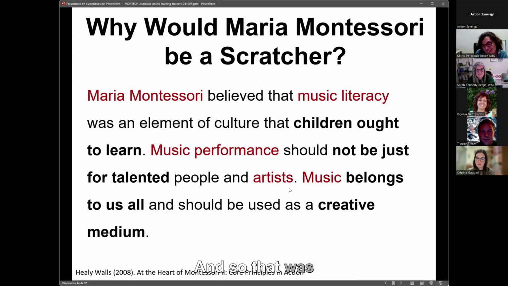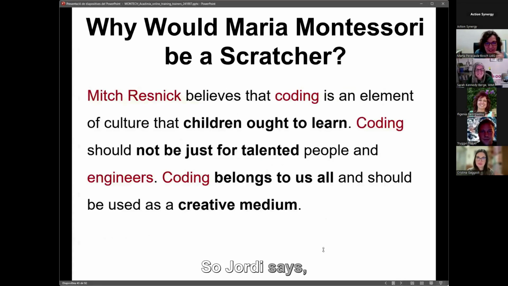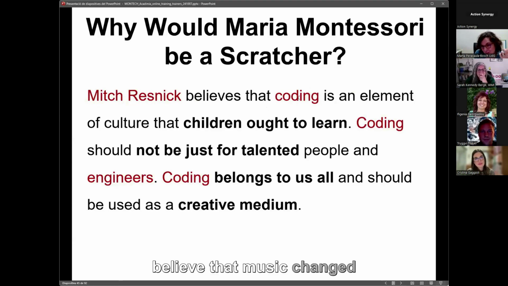And so then there was the coding part, and Jordi changed the words. So Jordi says, change Maria Montessori by Mitch Resnick, who believes that coding, music changed by coding, is an element of culture that children ought to learn. And so coding should not be just for talented people, but for engineers. Coding belongs to us all and should be used as a creative medium. It's a new literacy to be able to create multimedia things, to create stories.